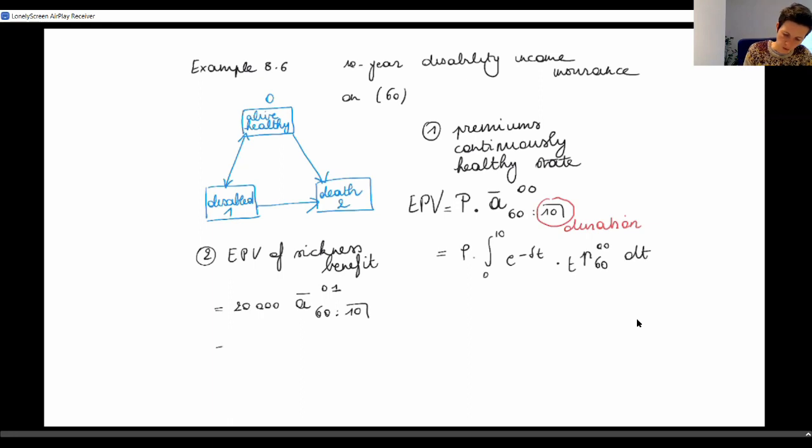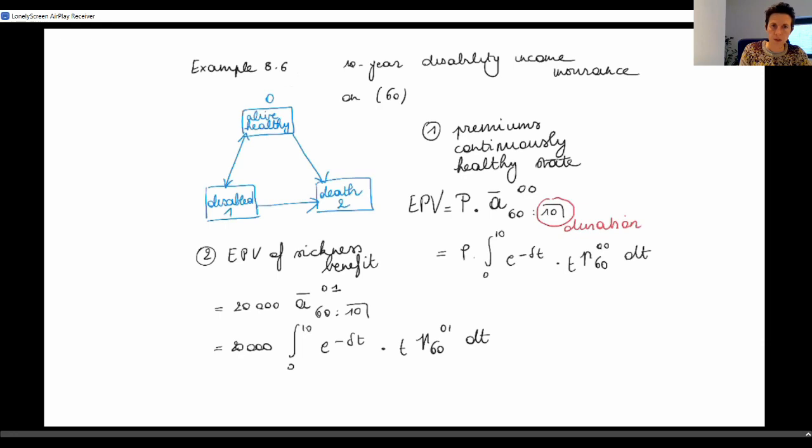So the valuation formula here is 20,000 multiplied with the integral from 0 to 10 of e to the power minus delta t, tp 60, 0, 1, dt. That's how I should value my sickness benefit. And then the last component is about the death benefits. So I will have a benefit of 50,000 euro that is paid upon death.